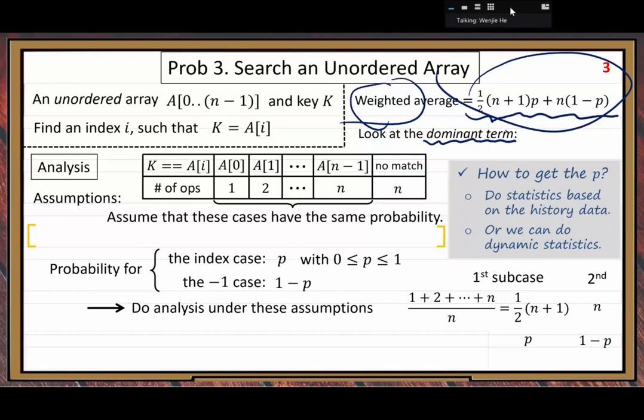So in this one, the dominant term, we can calculate. When we calculate the term, we use the variable n. P is constant, so we treat it as the coefficient part. And you can see the term with the highest degree is this term. So we call it the dominant term.